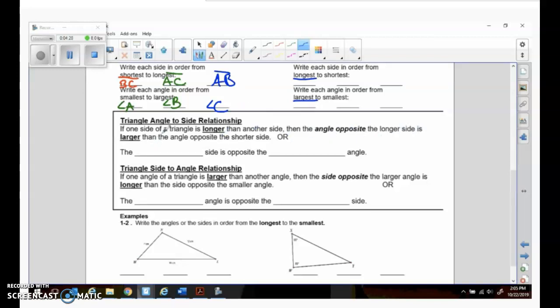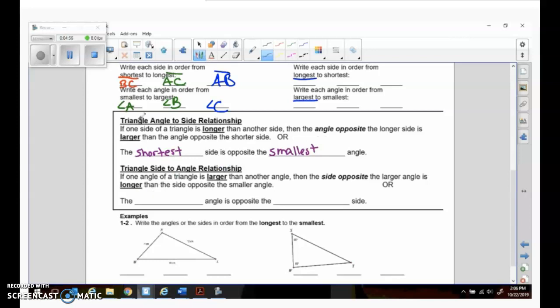Now, here's our more formal definition. If one side of a triangle is longer than another side, then the angle opposite the longer side is larger than the angle opposite the shorter side. So what that really means is that the shortest side is going to be opposite the, well, we wouldn't really say the shortest angle, we would say the smallest angle.